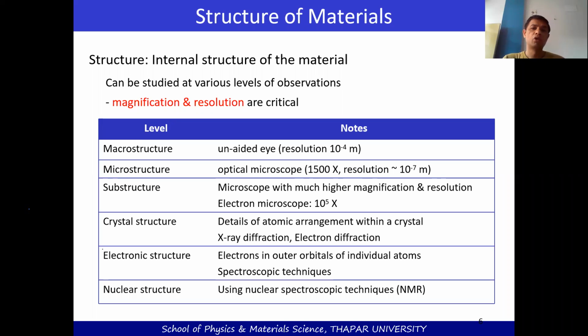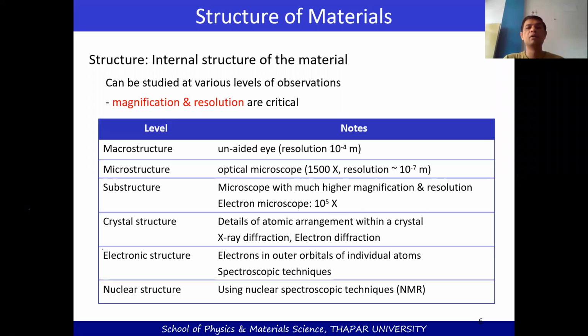With this, your magnification is like 10 to the power 5 times, meaning you are zooming 1 lakh times. For such a zoom, you need an electron microscope, and with the electron microscope, you can see individual atomic layers. I will show you a couple of photographs of how the microstructure and the substructure look.